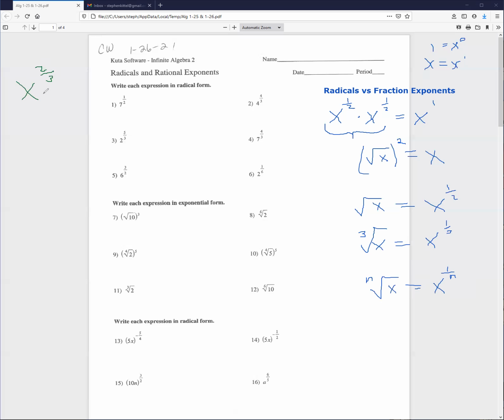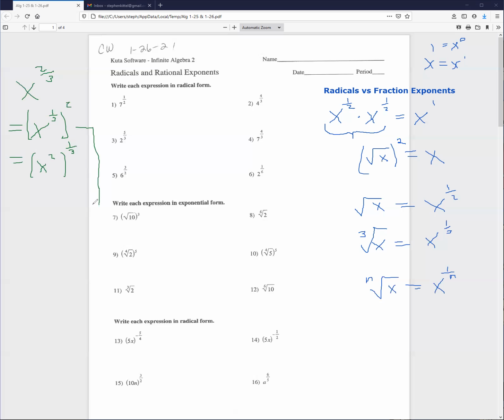Well, again, we're going to come back to exponent properties. And in particular, we're going to use the power to a power rule. And we're going to say this either means x to the 1/3 to the second, or it's equal to x to the second to the 1/3. You can write it either way. Neither one's right or wrong. I'm going to use the top one though.